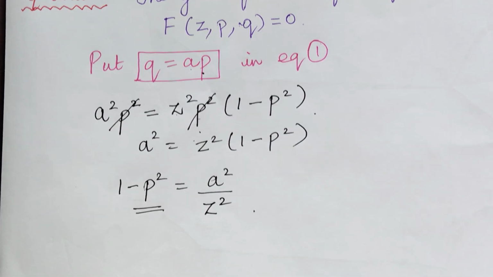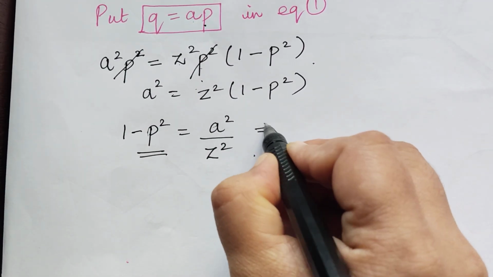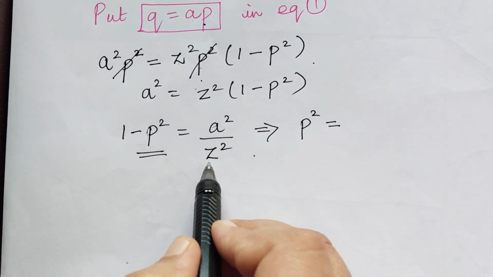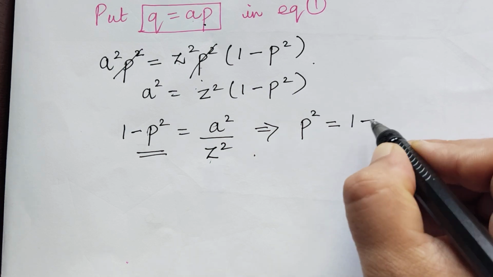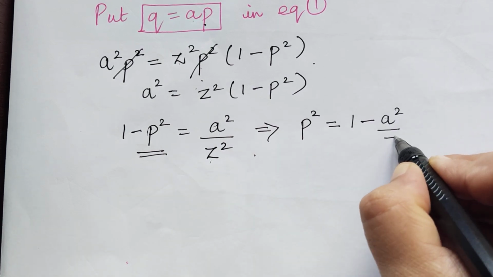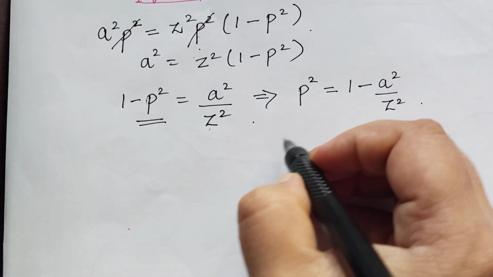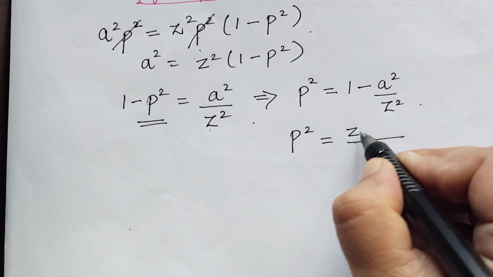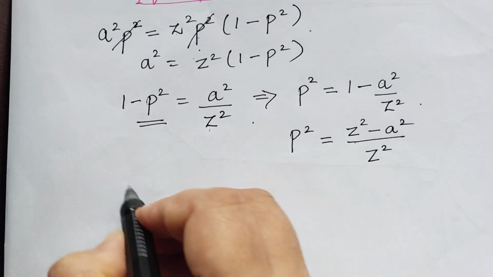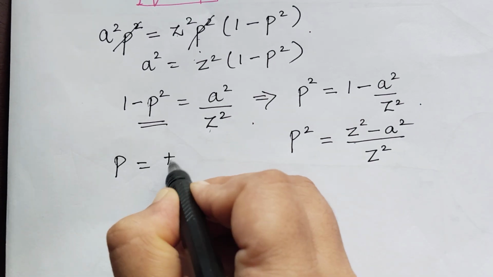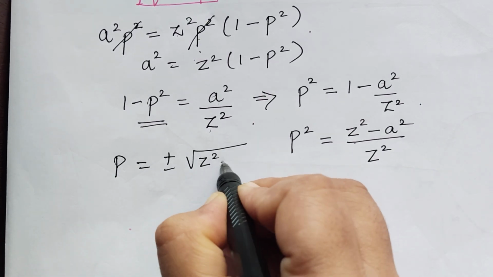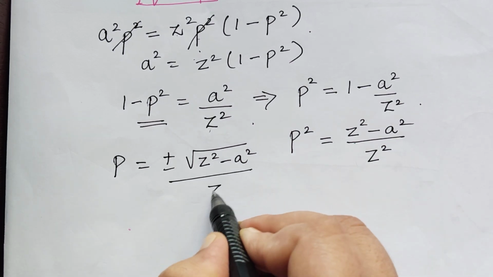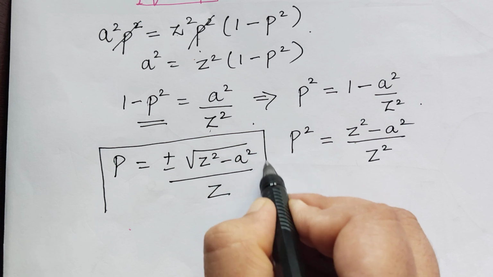We want p square, and so from this we can obtain p squared to be equal to, taking this to the right and a squared by z squared to the left, 1 minus a squared by z squared. And so p square will be equal to, taking LCM, z squared minus a square over z squared. So therefore the value of p is equal to plus or minus square root of z squared minus a squared divided by square root of z squared, which is z. So therefore we have obtained the value of p.